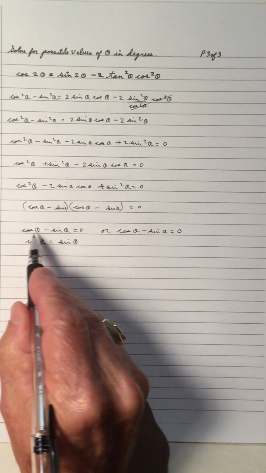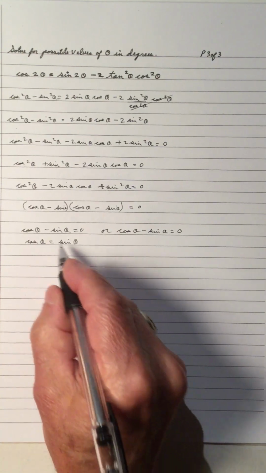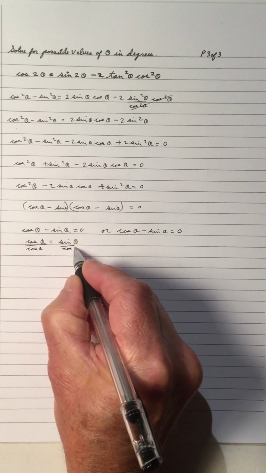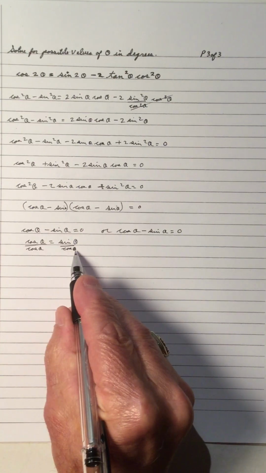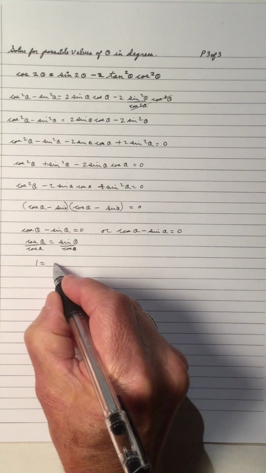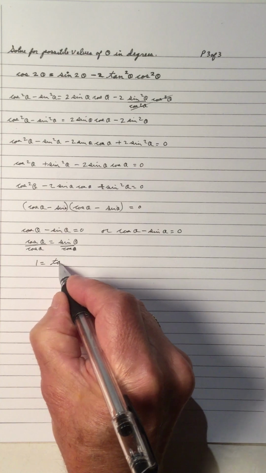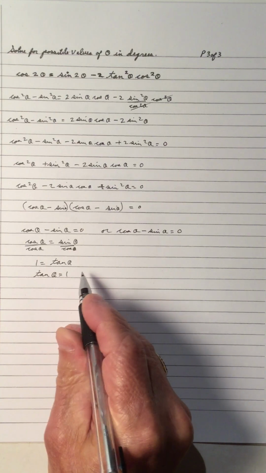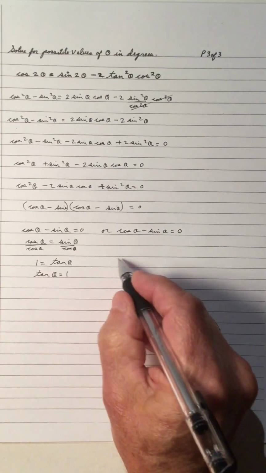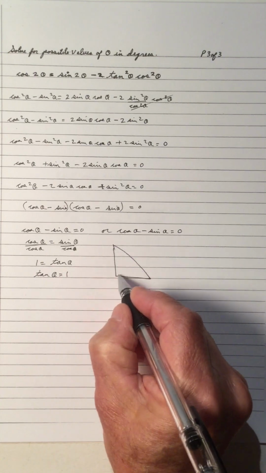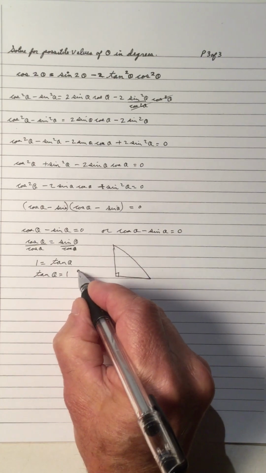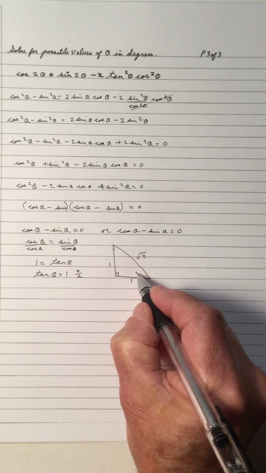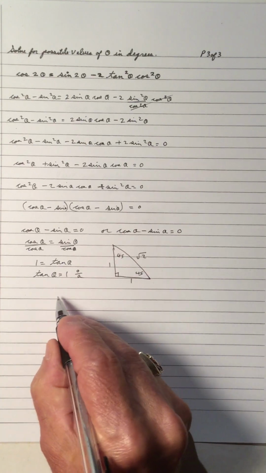And in order to get a 0 here, both of these have to be the same. So to do that, I'm going to divide each side by cos theta, assuming that cos theta can't equal 0. So 1 equals, and that's sine over cos, which is tan. So we have tan theta equals 1. Well, you've got a special right triangle. Tan is opposite over adjacent, so it's 1 over 1. That's a root 2. So that means that this is a special right triangle with a 45.